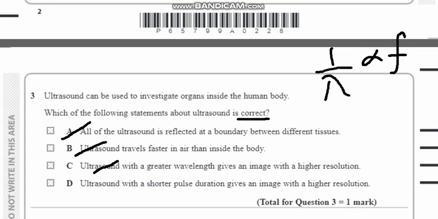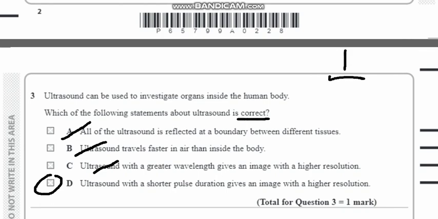And then we are left with the option D. So there you go, that's our answer. If we look at it, the ultrasound with a shorter pulse duration gives an image with a higher resolution. So guys, same thing repeats here: if you remember that 1/T is proportional to f, so the shorter the time, the higher the frequency and the higher the resolution. So this makes sense. So we are done with the third part, that's D.